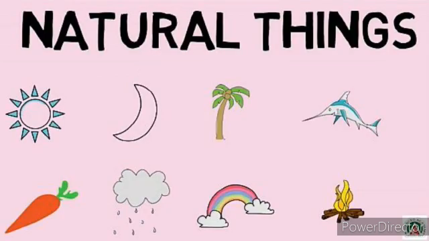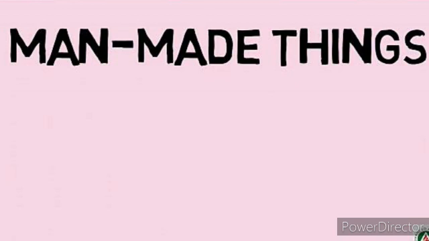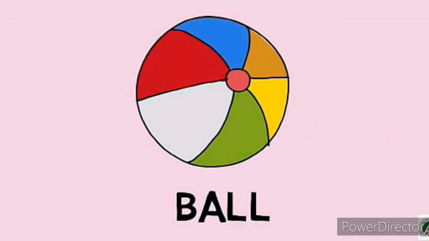So all these are natural things, isn't it? Sun, moon, tree, fish, carrot, rain, rainbow, and fire. Let us come to man-made things. Man-made things are made by man. Here are some examples of man-made things.